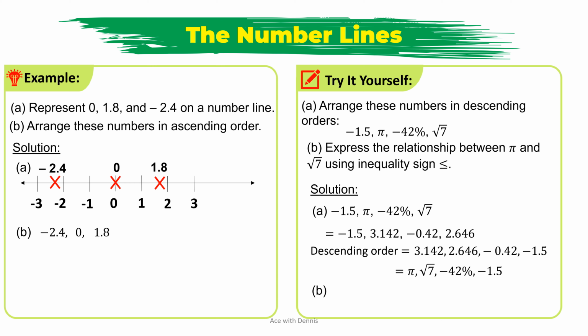For B, from the descending order that we have written just now, we can see the relationship between pi and 7. We know that pi is bigger than 7. Therefore, using the inequality sign less than or equal to, the answer is 7 is less than or equal to pi.